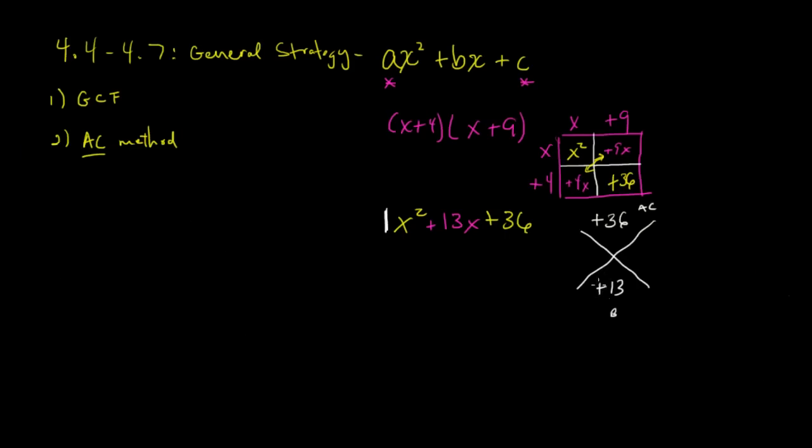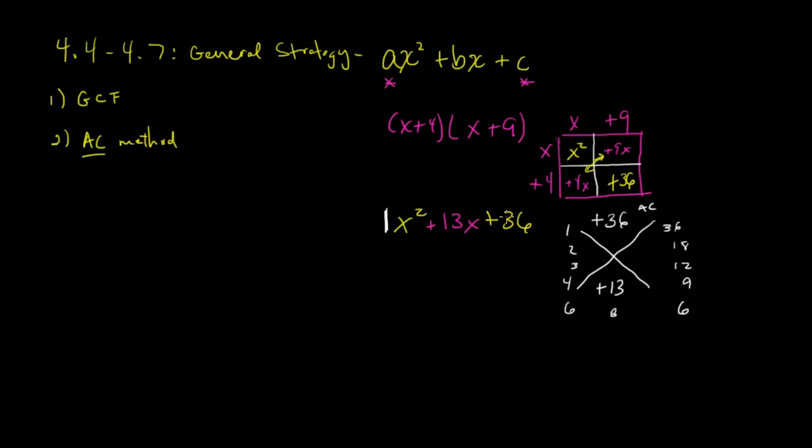Now the sign of b is important, because if I factor 36, I'll put my smaller numbers over here on the left, my bigger numbers over here on the right. So 36 is 1 times 36. It's 2 times 18, it's 3 times 12, it's 4 times 9, and it's 6 times 6.